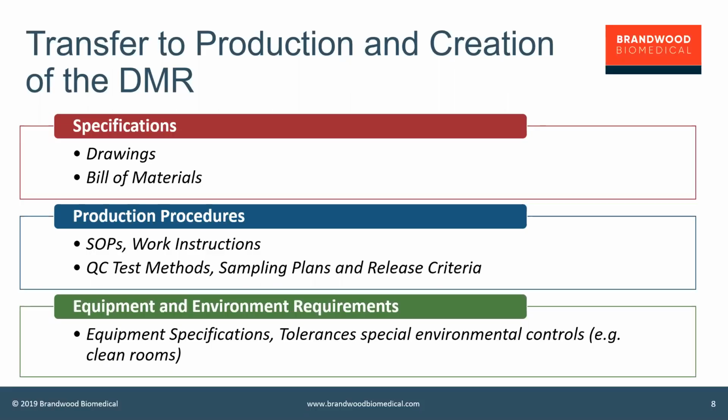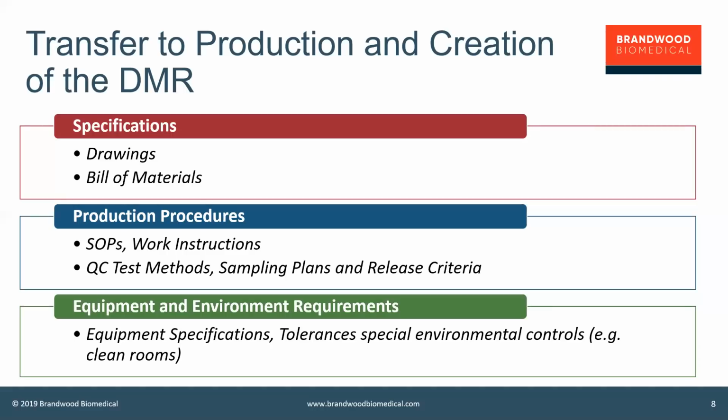Your production procedures, again, you want to be able to show that you can manufacture this repeatably and to the requirements that you set forward in the drawings. So you need to have SOPs and work instructions to describe how that production is done. And then you also need to show that you have a check on that. So any of your QC test methods, your sampling, your release criteria, your inspection criteria, those types of things need to be included in your production procedures so that it shows that you are able to have control over the manufacturing process.